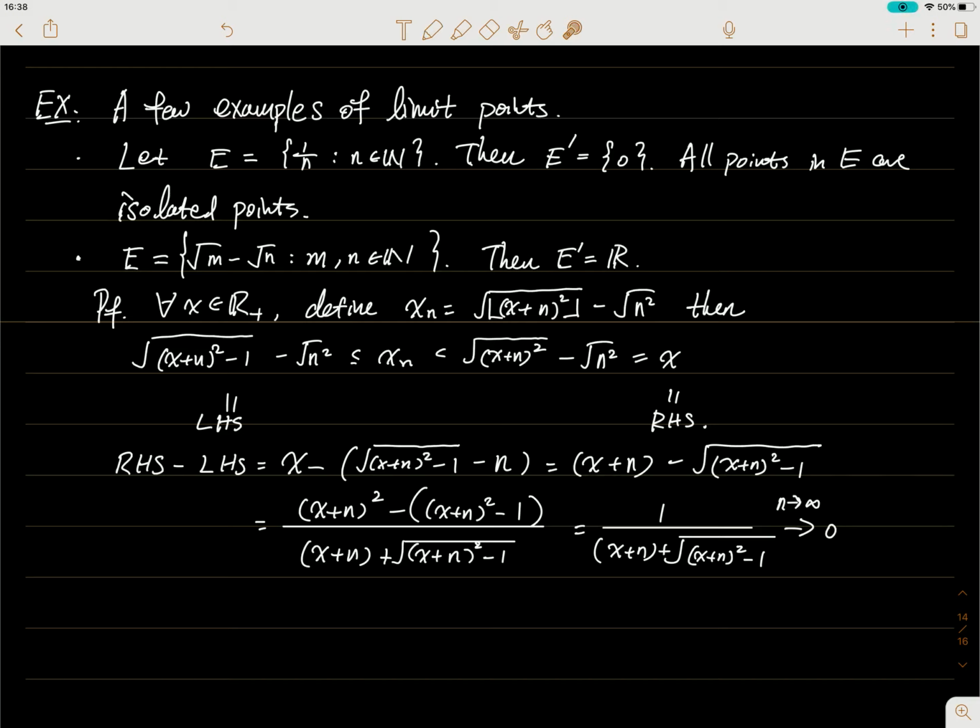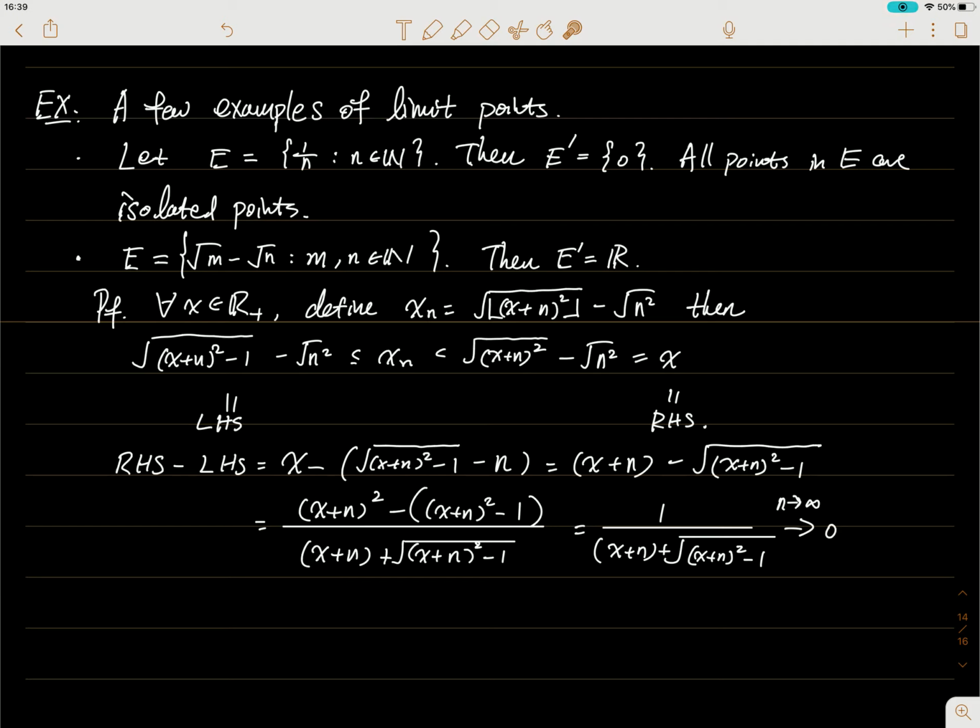Okay, next we consider two examples of limit points. The first example is given by a set E, which is the set of 1 over n, where n is a natural number. So it's like 1, 1/2, 1/3, and so on. This E is a subset of R, and the question is, what are the limit points of E?